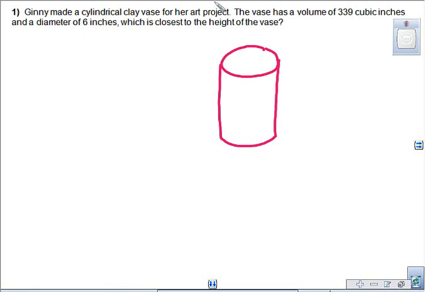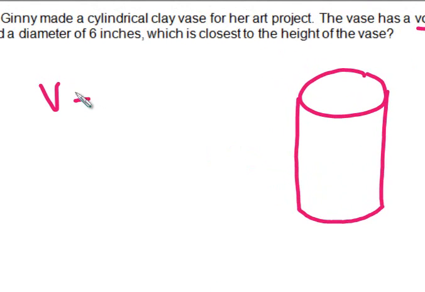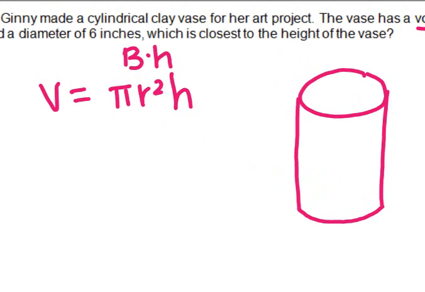Also, we're talking about volume here that's given. So the formula for volume of a cylinder is pi r squared h. Now if you looked on the formula chart, it says capital B times h. What you need to remember is that capital B is area of the base, and our base is a circle, so area of a circle is pi r squared. So I simply replaced the capital B with pi r squared.